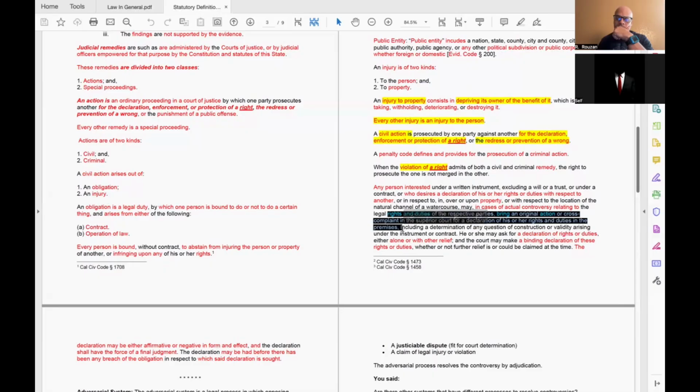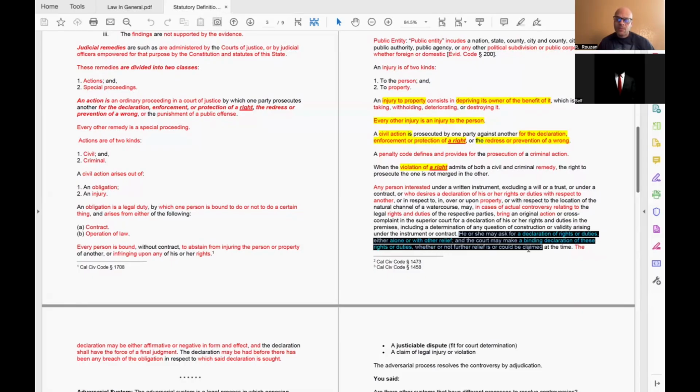So it's the same thing, right? He or she may ask for a declaration of rights or duties either alone or with other relief. And the court may make a binding declaration. We've seen what the office of the judge was, right? To declare the law of these rights or duties, whether or not relief is or could be claimed at the time. So this shows it's about disputes. The dispute is the controversy. And the rules of civil procedure are the instructions on how you enforce your rights by declaration, enforcement, or protection. You see what I'm saying?